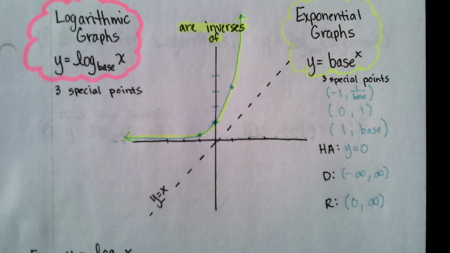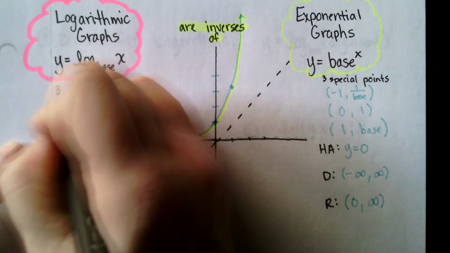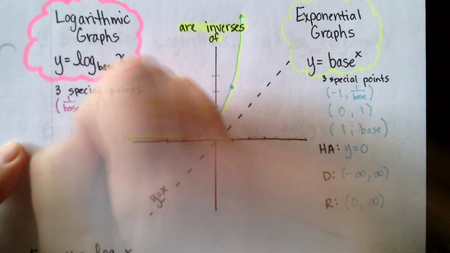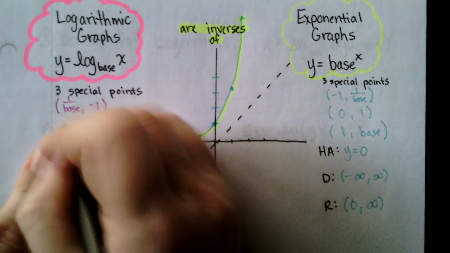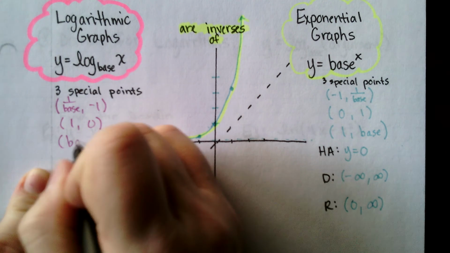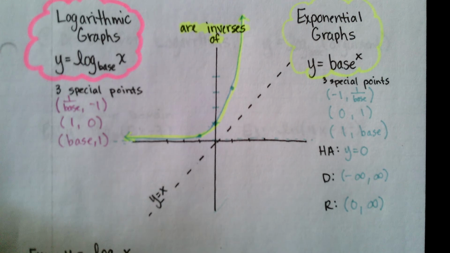So let's get our logarithmic graph going. For logarithmic graphs, we're going to switch the x and the y because they're inverse functions. If I switch the x and the y, instead of (-1, 1 over base), my three special points will start with (1 over base, -1), then (1, 0), and then (base, 1). So those will be my three special points.